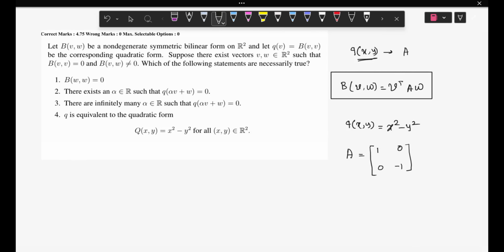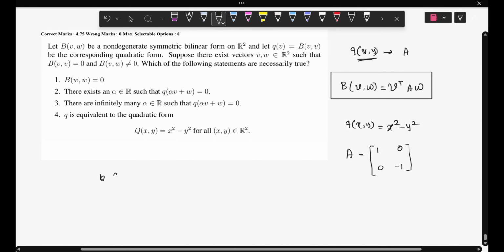Now, what are they saying? There exists a V such that B of V, V equals 0 but B of V, W is non-zero. Now, note that if we choose V equal to (1, 1), then Q of V is equal to 1 minus 1, which is 0.